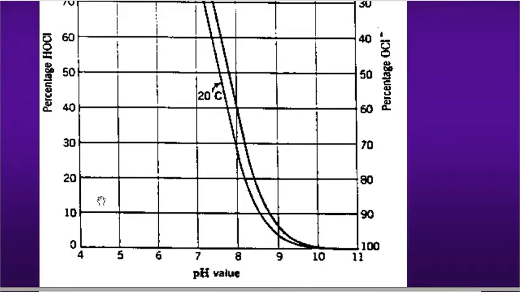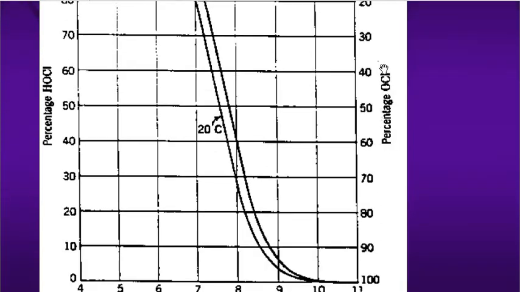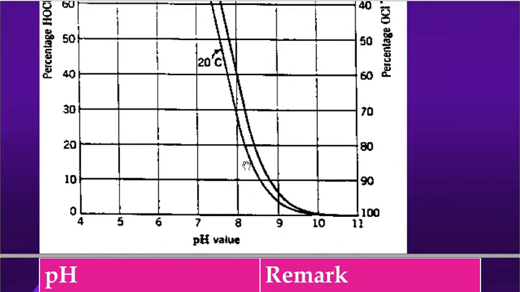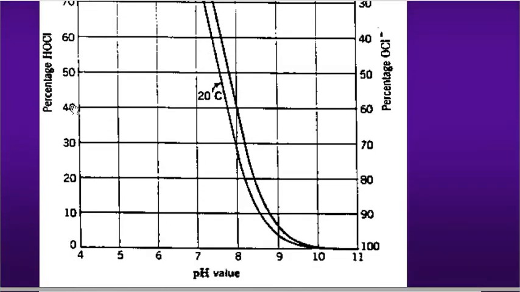So this is the chart which shows the relation between pH and the percentage of HOCl, hypochlorous acid, on the left axis, and the percentage of OCl negative, hypochlorite ion, at a temperature of 20 degrees centigrade. It shows how the pH value determines the presence of the HOCl and OCl negative ions in the water.